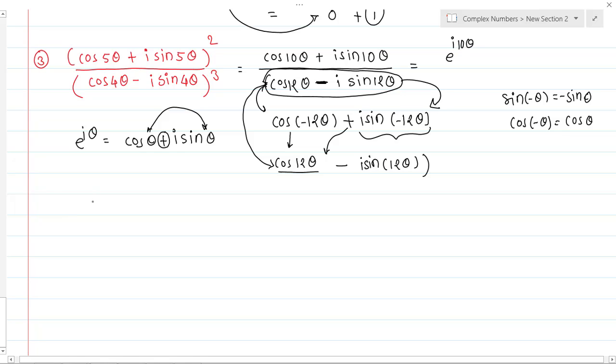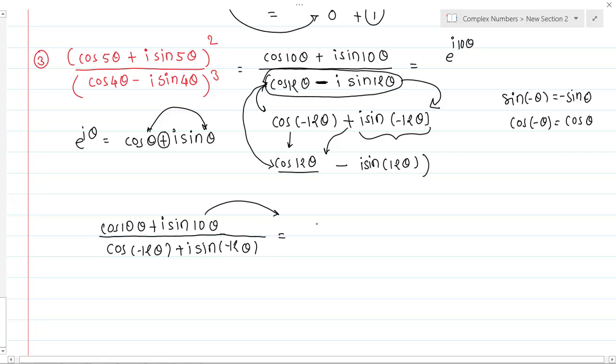Okay, so let me write down clearly here. cos of 10 theta plus i sin of 10 theta, whole divided by cos of minus 12 theta plus i sin of minus 12 theta. Why have we done it like this? Because I want to express the given complex number in the exponential form. So give me the exponential form.